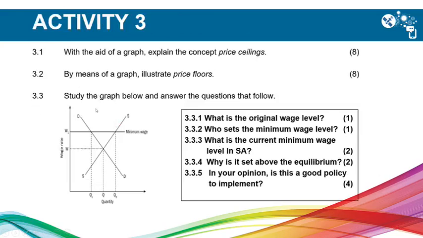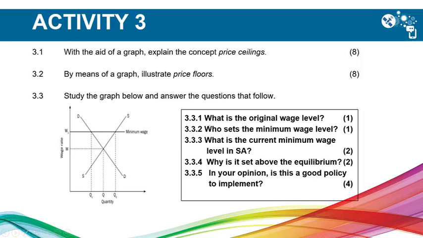Right, then 3.3, study the graph below and answer the questions that follow. So here we've got a drawing of the minimum wage, right? There they've used wage rate and quantity, and there we see the minimum wage. It went from W to W1, and then we see the shift in quantity also, right? The quantity demanded went from Q to Q1, and the quantity supplied went from Q to Q2. Right.